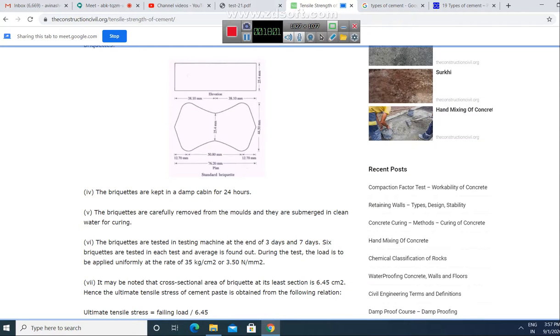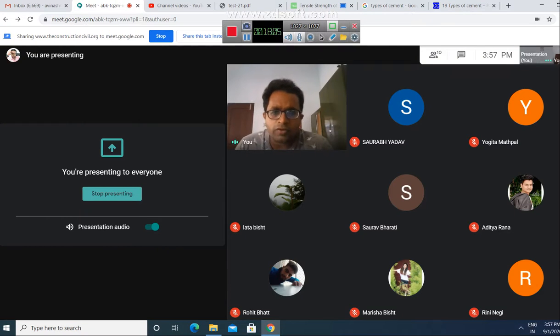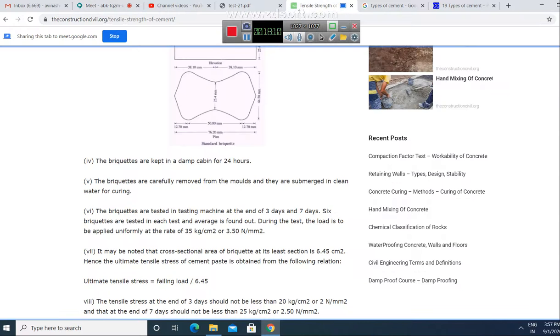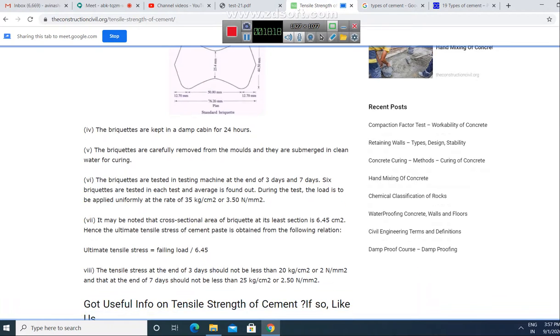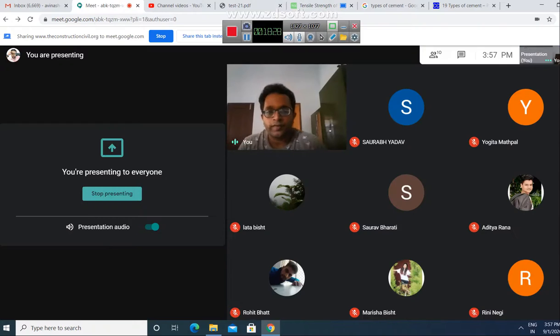3 to 7 days. And the same test will be repeated for 6 briquettes, and you will be determining the load at which the briquette will be breaking. So the ultimate tensile strength is equal to the failing load, that is, the load at which the briquette of cement will be failing, divided by the area or least sectional area of the briquette. This will give you an idea of the tensile strength of cement.